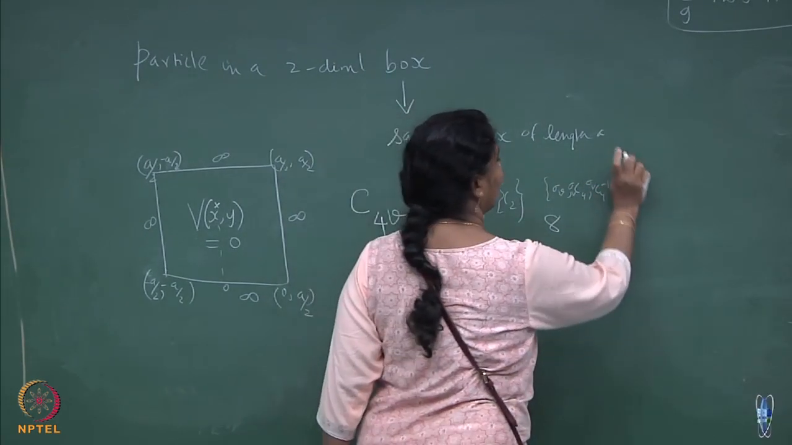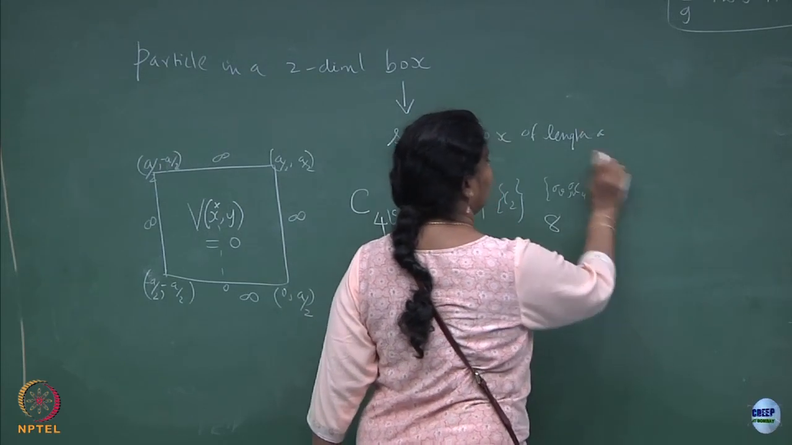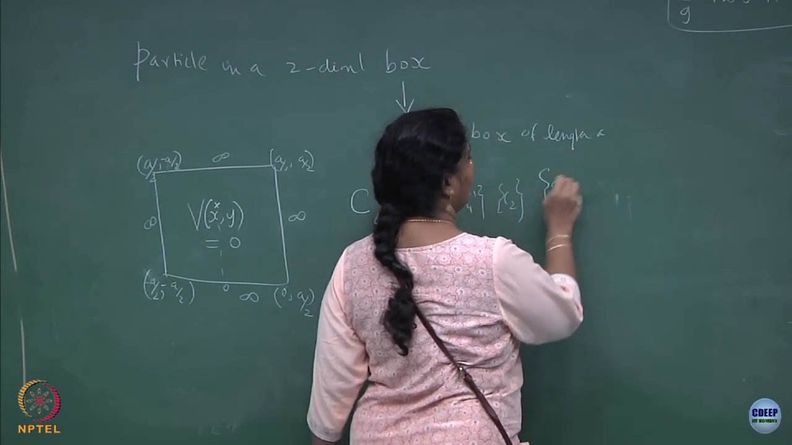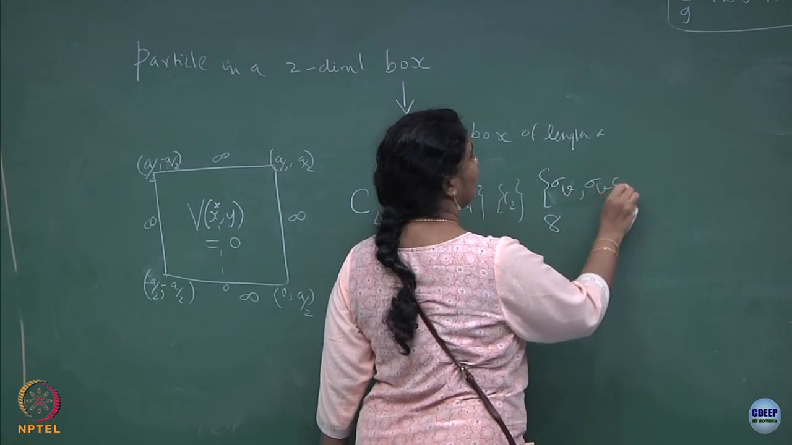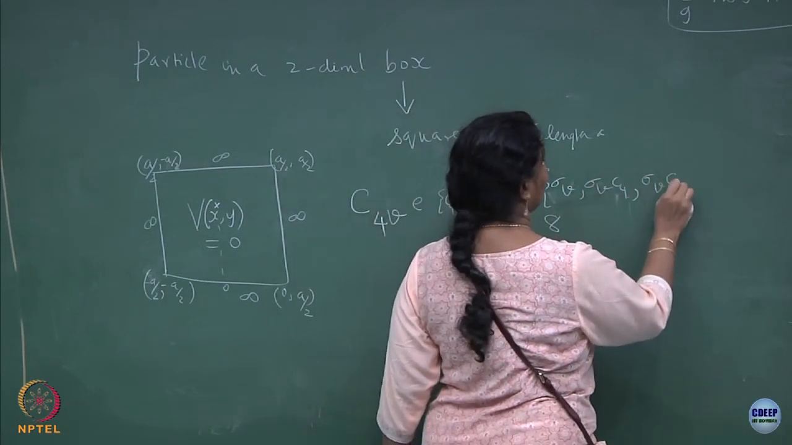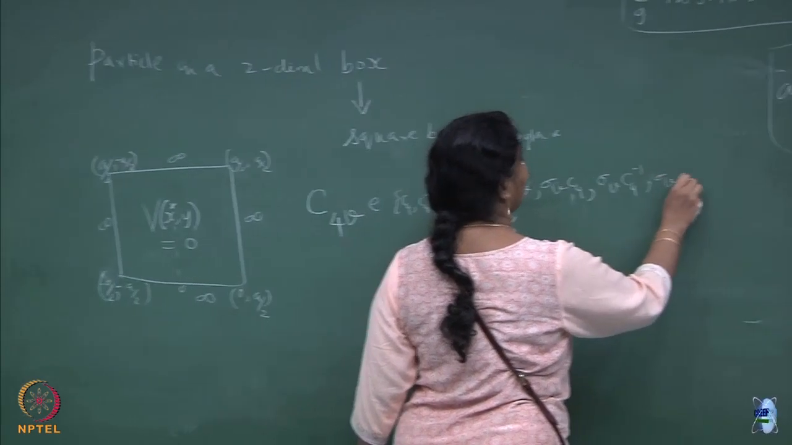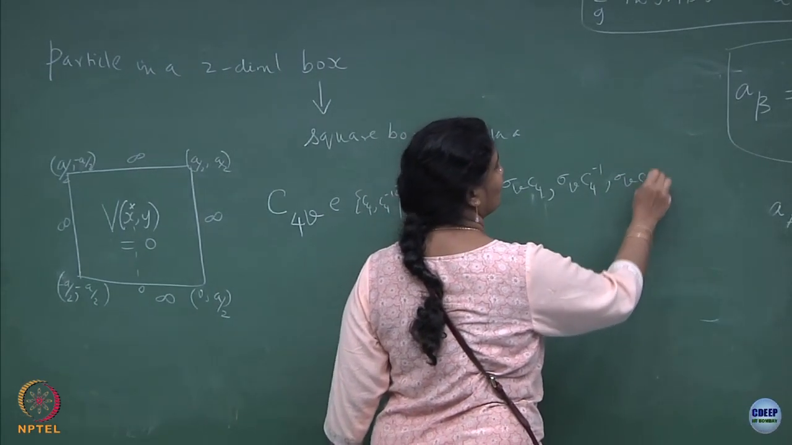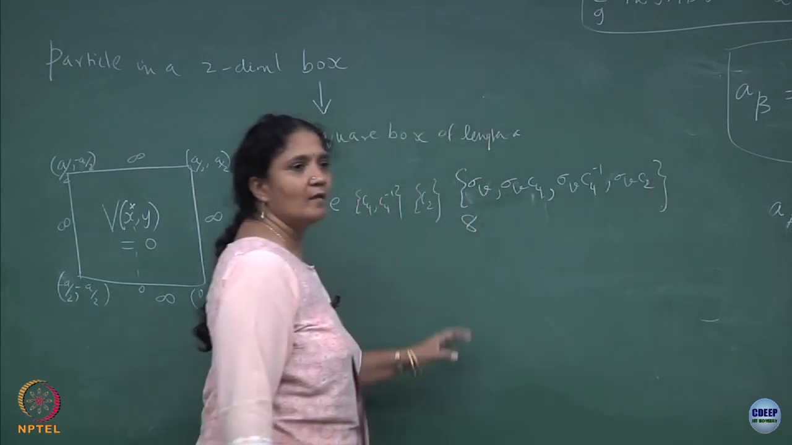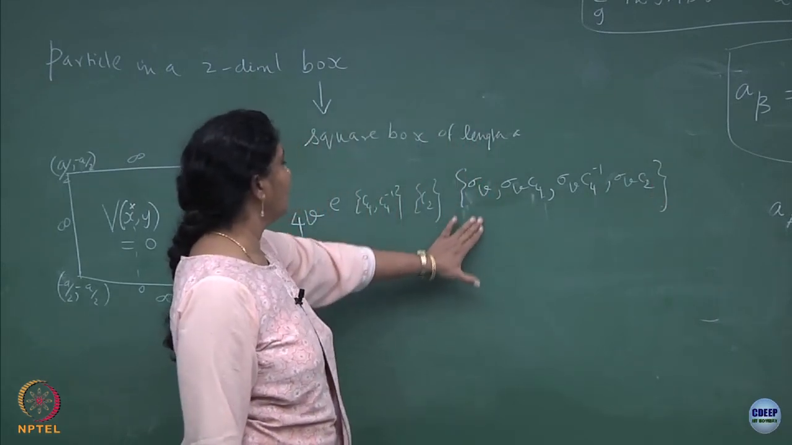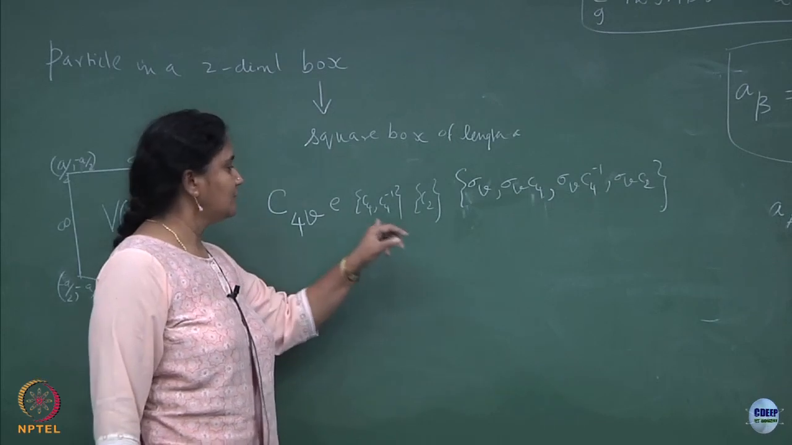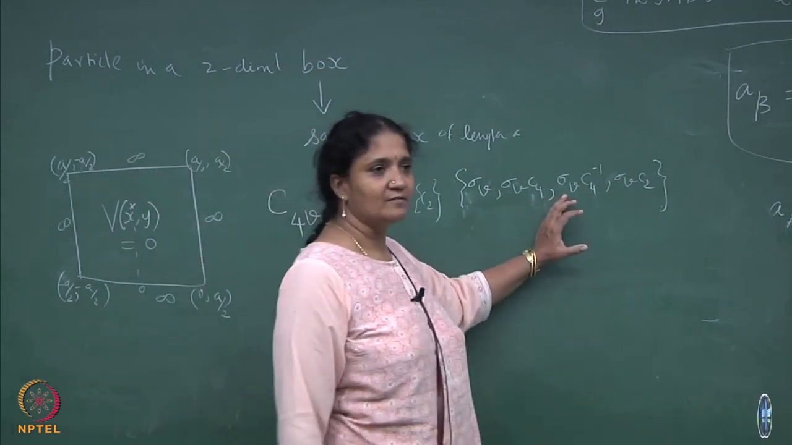So, let me write it clearly. So, this will be sigma v, sigma v C4, sigma v C4 inverse, sigma v C4 squared, which is C2. How many classes are there? 1, 2, 3 and 4 classes.